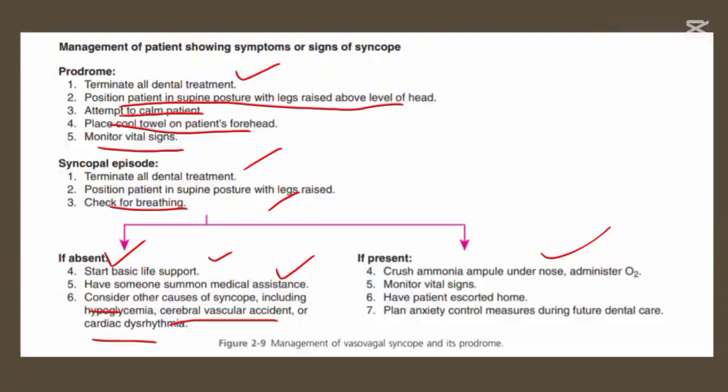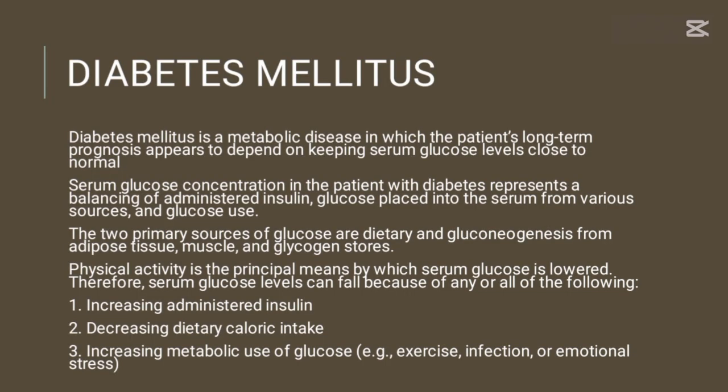Okay, now next we are moving towards diabetes mellitus, a very important point. So diabetes mellitus is a metabolic disease in which the patient's long-term prognosis appears to depend on keeping the serum glucose levels close to normal. We know that diabetes mellitus has two types of diabetes.